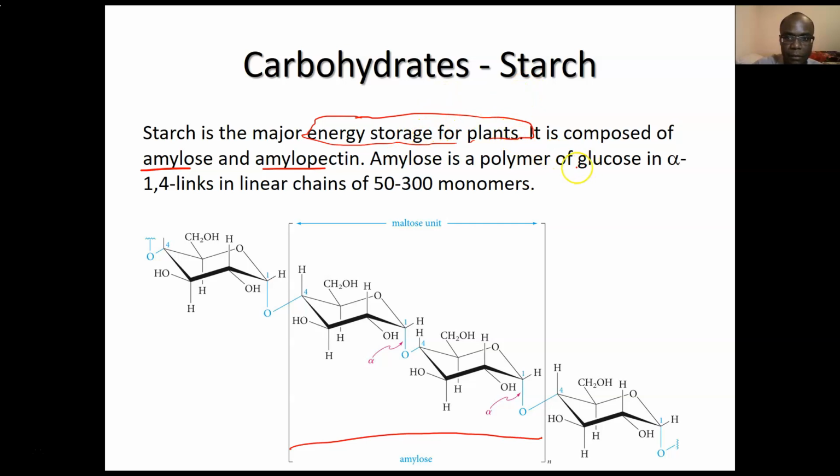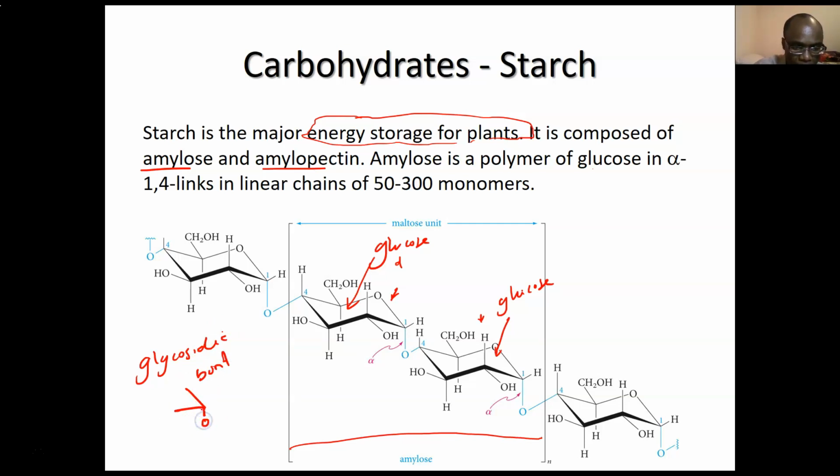Amylose is a polymer of glucose. So this is a glucose here. That's a glucose. And this is a glucose pyranose, a six-membered ring. That's a pyran. And you see you have a glycosidic bond. Remember what we said a glycosidic bond is. A glycosidic bond is a bond between the oxygen of the anomeric carbon and an R group.